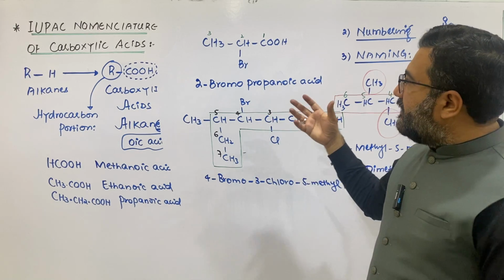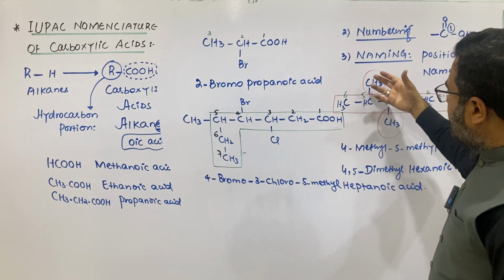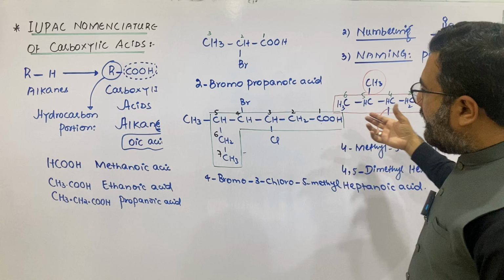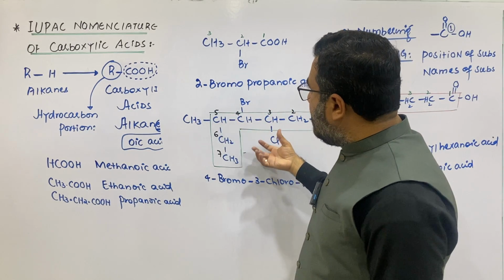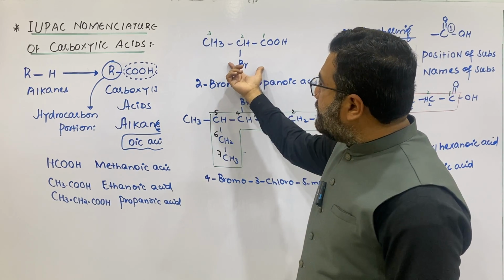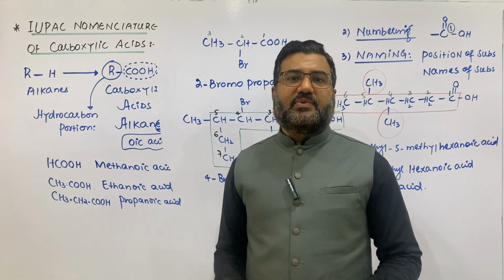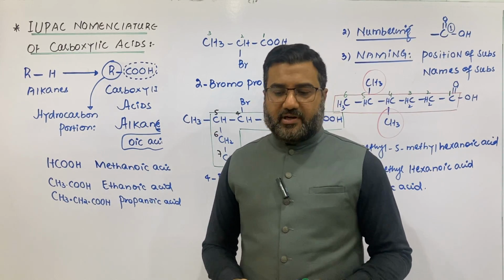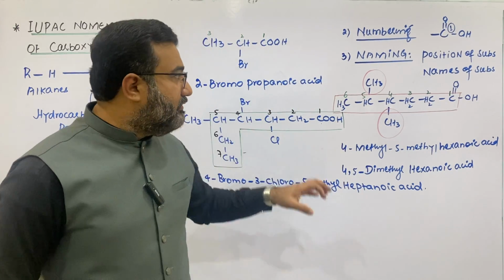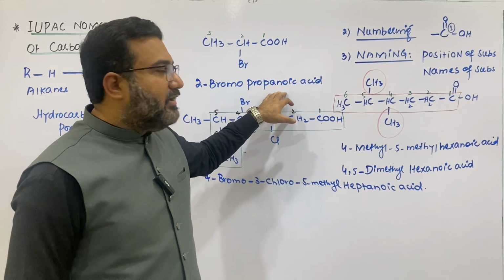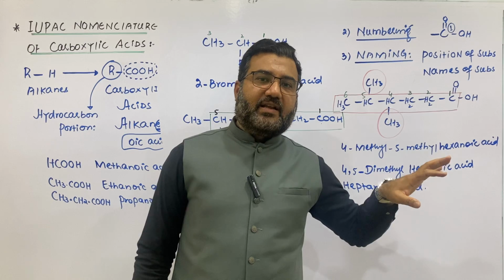So I have given different examples in which sometimes the substituents were same, sometimes the substituents were different, sometimes there was only one substituent attached with the parent chain. I hope that by giving these examples you will be quite understanding how we can give the IUPAC naming to any carboxylic acid.